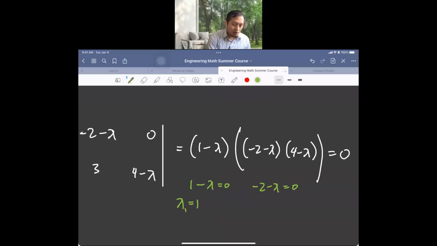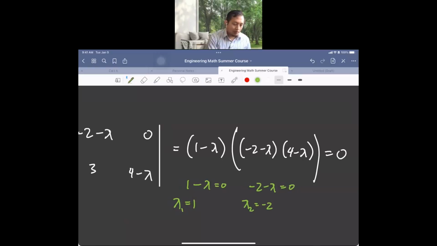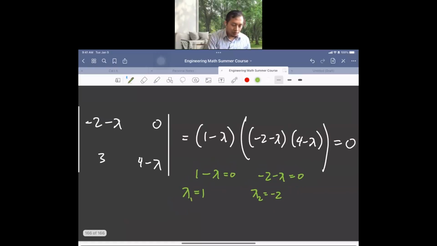The second one, eigenvalue 2 is -2. And the third one, 4 minus lambda is 0, so lambda 3 or eigenvalue 3 is 4. So we have these three eigenvalues.